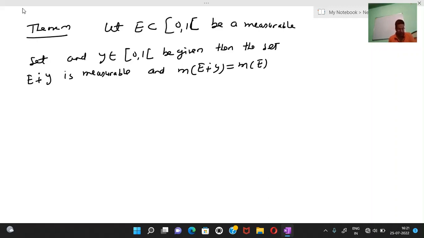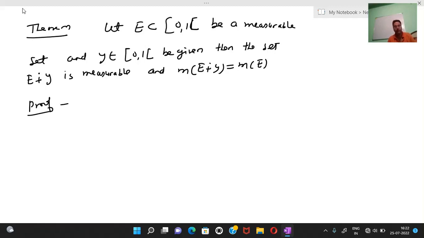If E, a subset of (0,1), where 1 is an open end, is a measurable set, and y which belongs to (0,1) is given, then the set E plus-dot y is also measurable, and we can write the measure of E plus-dot y is equal to the measure of E.